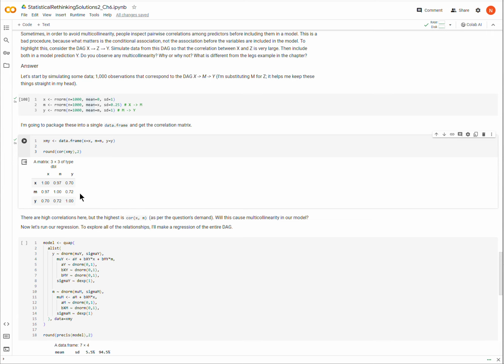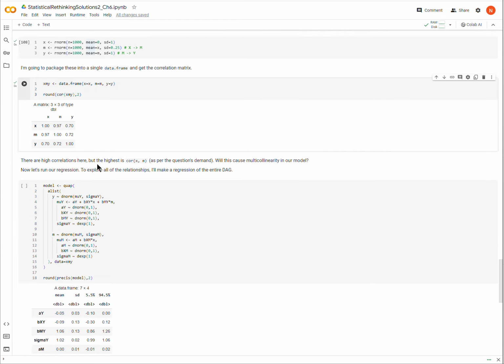Now, the important part here, to align with the question, is that we have a very high correlation between x and m. We need to figure out whether this is going to cause a problem of multicollinearity. We should see this problem if there are very uncertain estimates of the beta coefficients for x and m as we predict y.